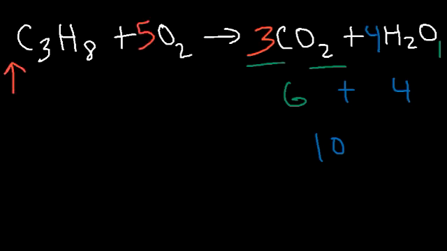And since we don't need a number here, we could put a 1. And now the reaction is balanced. We have 3 carbon atoms on both sides, 10 oxygen atoms, and 8 hydrogen atoms on both sides. So that's how you can balance a combustion reaction.